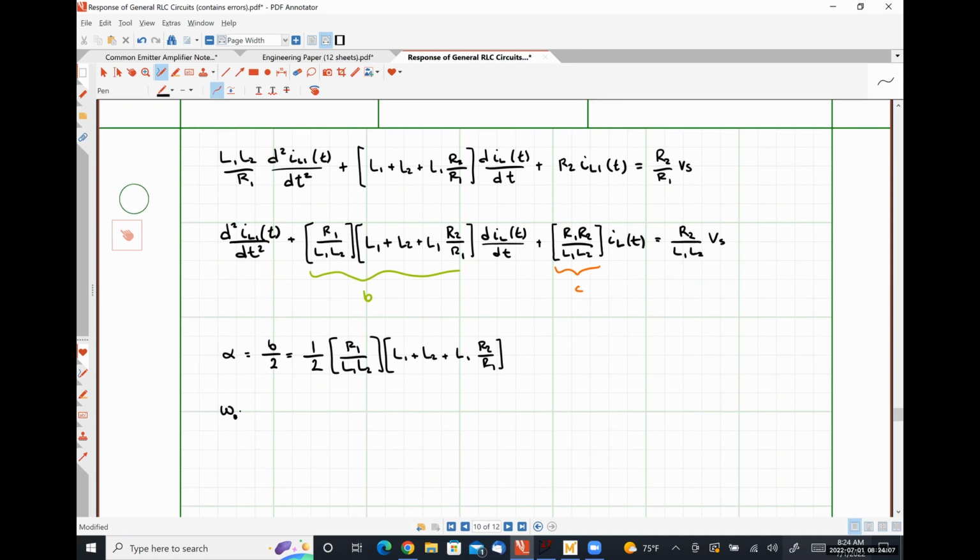And omega naught, which is the square root of C, would be given by the square root of R1, R2 over L1, L2. So my question for you guys is, do you want to throw numbers into this to see how the circuit behaves? Or are we good at this point now that we've determined alpha and omega naught? At this point, we're just doing the exact same thing we've been doing for the last 2 weeks.